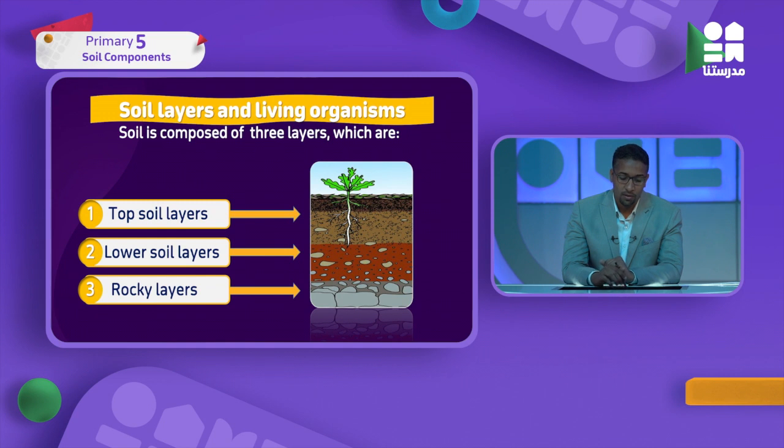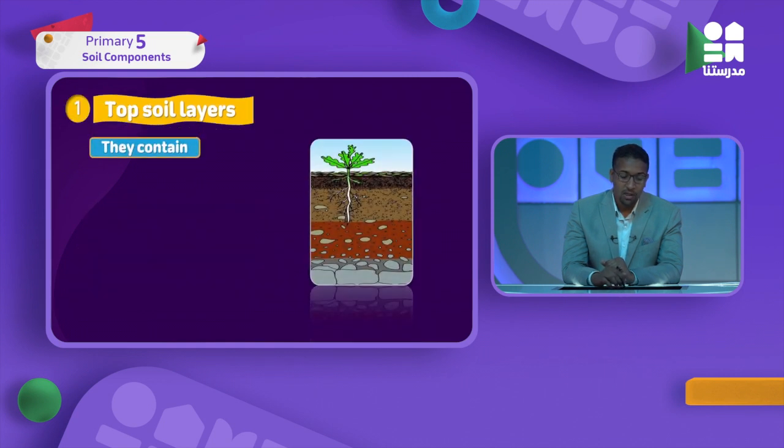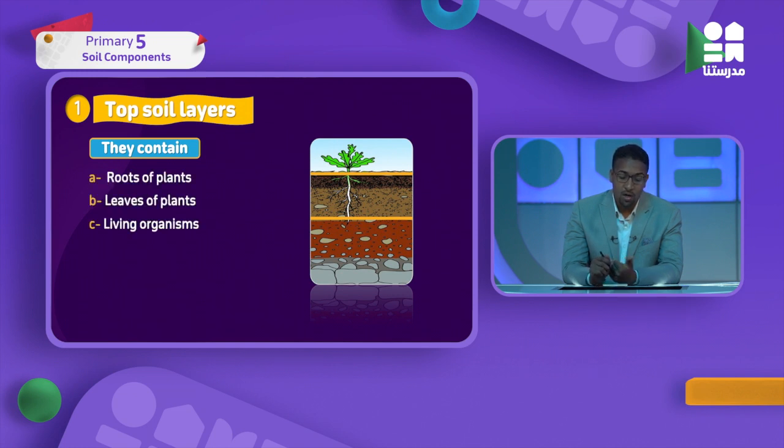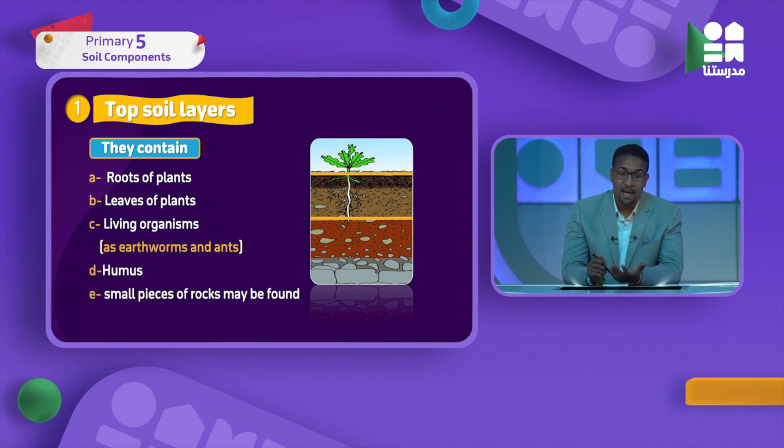Let's continue. The first layer, the topsoil layer: what does it contain? As we see here, this is the topsoil layer. From this line to this line, what is found in it? It contains rocks, roots of plants, leaves of plants, living organisms such as earthworms and ants, and also humus and small pieces of rocks. These rocks are small pieces in the upper layer.